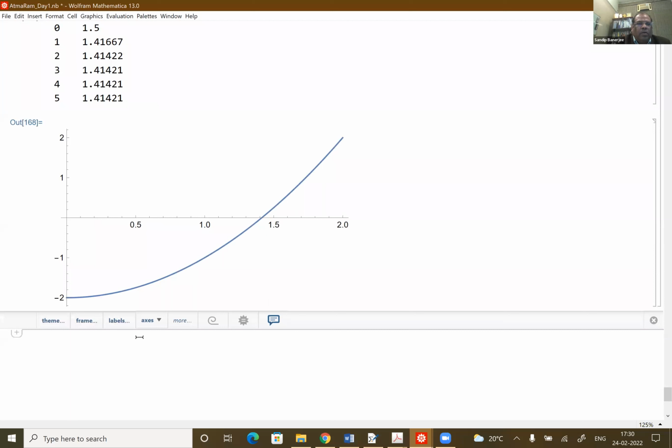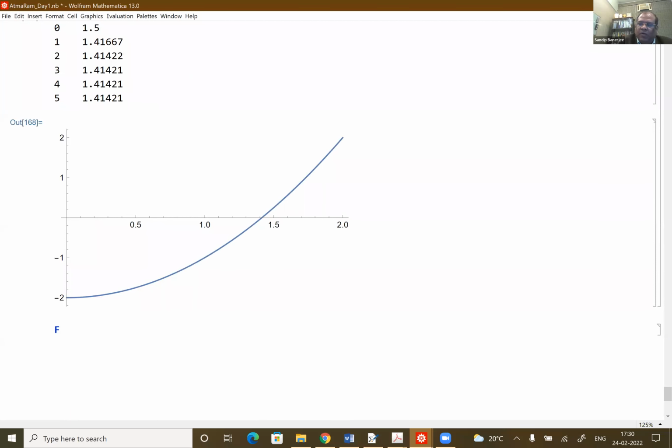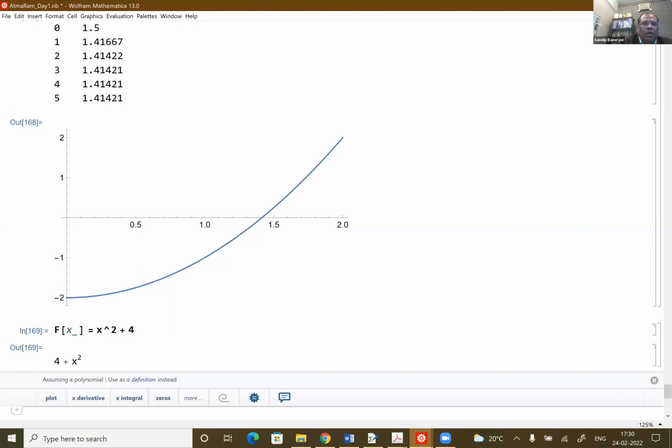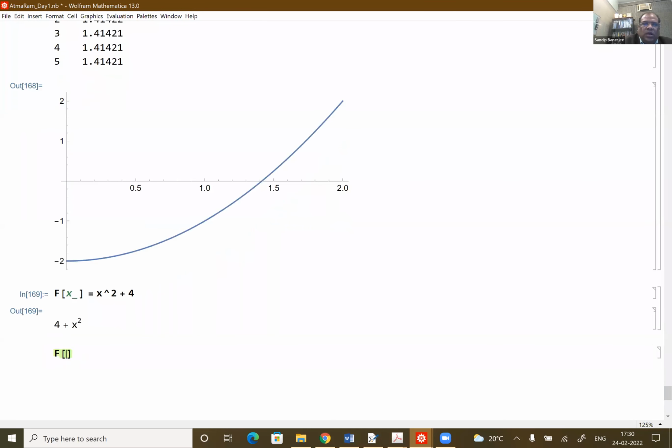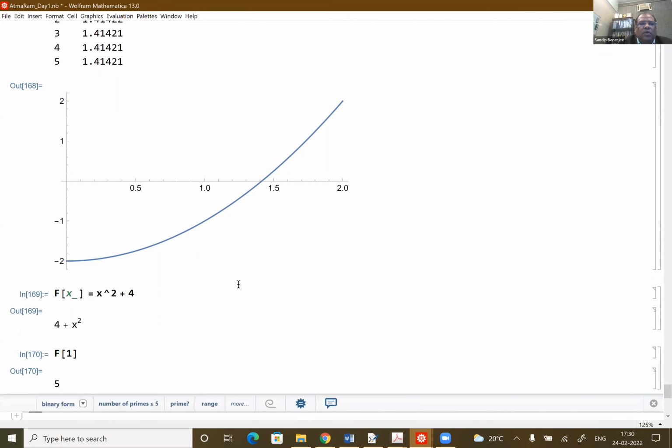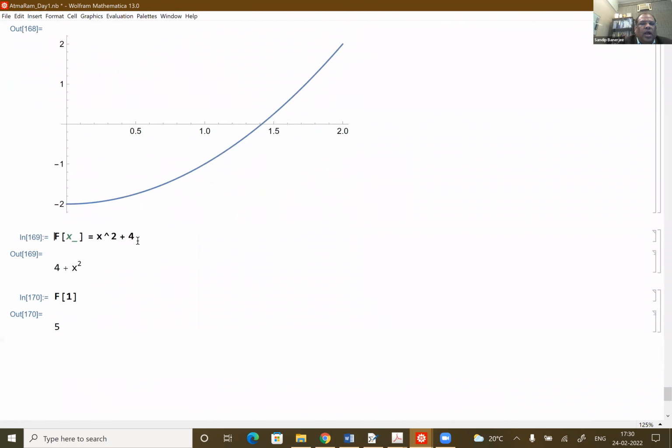So just let me quickly check. One question was raised. If I write this equal to, say, x squared plus 4, then will this give me the answer? I really don't think it has any difference in this particular case.